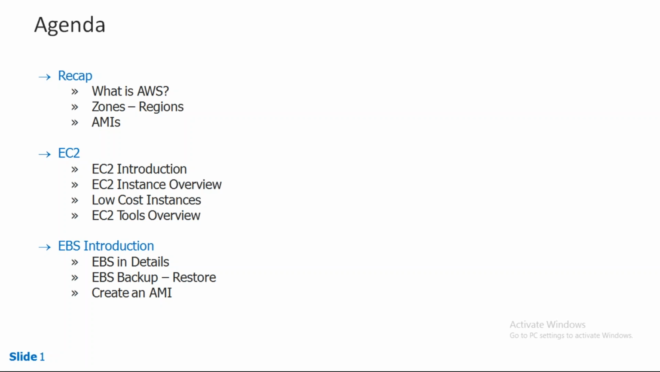So zone is nothing but what a region. It is mentioned here, but it's in a region. Zone is any availability zone, just like a data center, and in a region, a region is nothing but a geographic location. So all these things we are going to discuss. So recap is just like what is AWS, zones, AMIs, and EC2. Under EC2 we will be talking about EC2 introduction. That's what we have seen yesterday. And EC2 instance overview, low cost instance, EC2 tools overview, then EBS introduction.